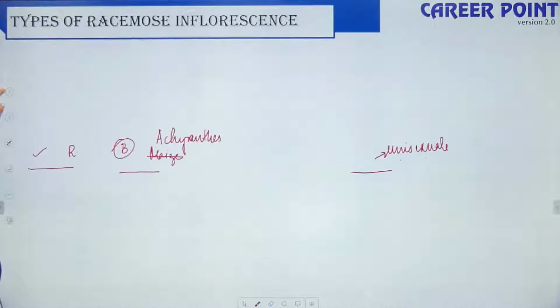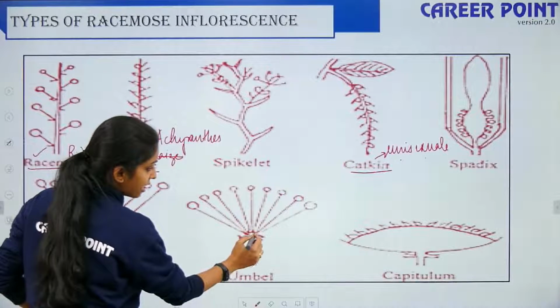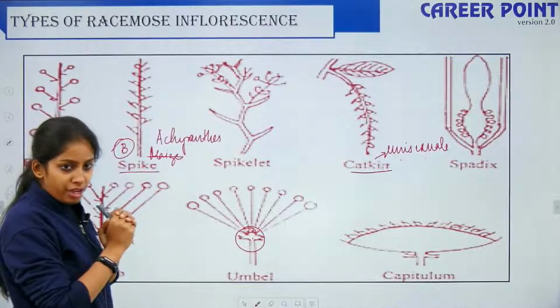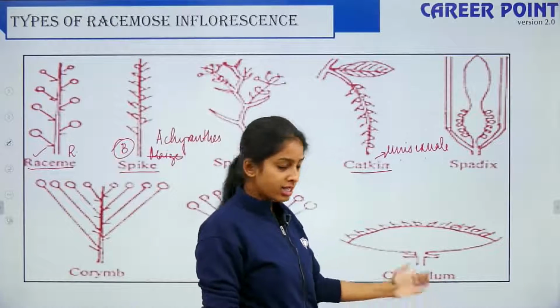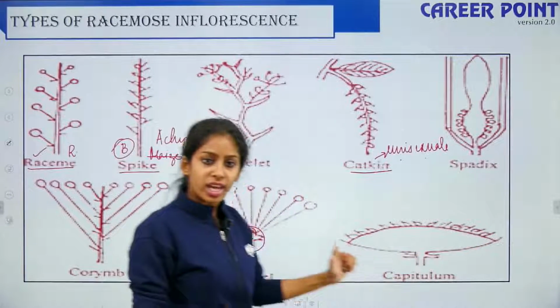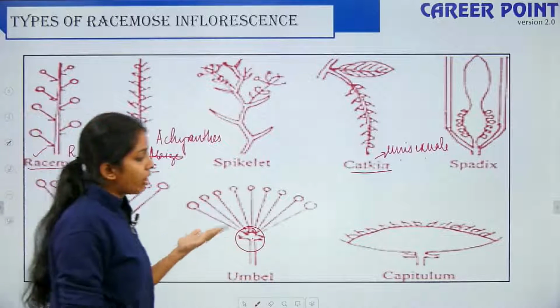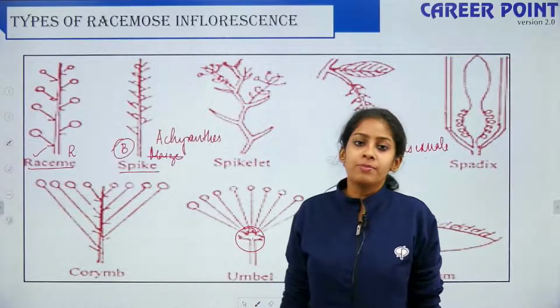Now if you look into the figure, you will be able to recognize the stalks are of different length but they arise at the same point. So you hold the umbrella at one point, right? Remember it like this. Then capitulum, the peduncle is retarded and it is flattened, it is concave in shape. So this is your capitulum. This is an example of the Asteraceae family, and here you have Centella.